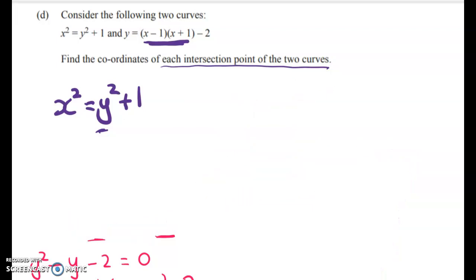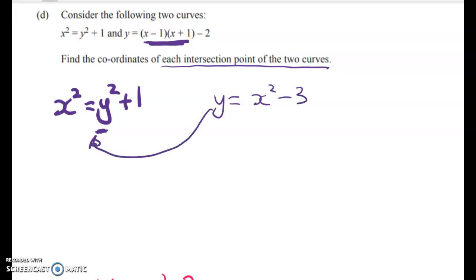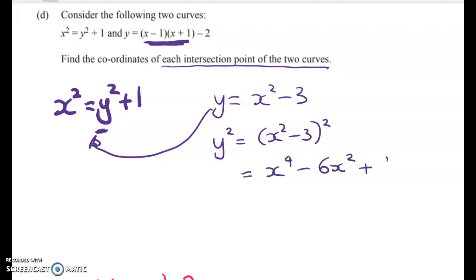So we've got those two equations that we have to equate. We've got x squared is equal to y squared plus 1, and we've got y is equal to x squared minus 3. So if you're looking at that and you see the y squared here and the y here, your first step might have been to say, well, we can get y squared. So y squared is equal to this. Expanding that gives me a quartic, x to the power of 4 minus 6x squared plus 9, right?